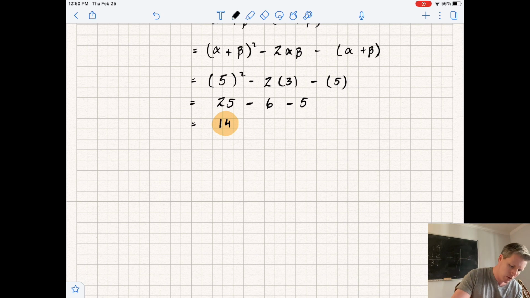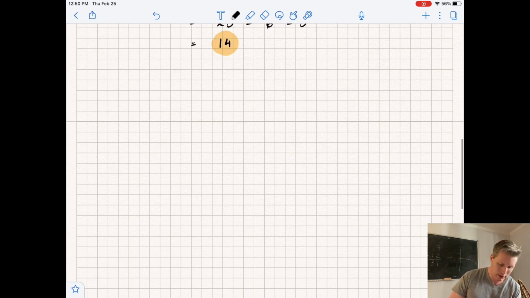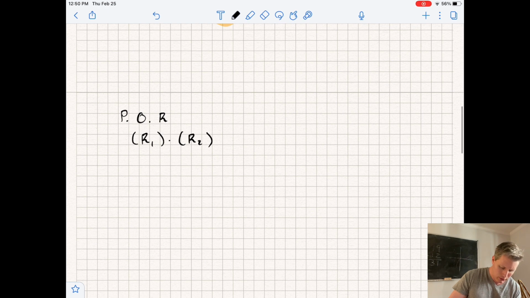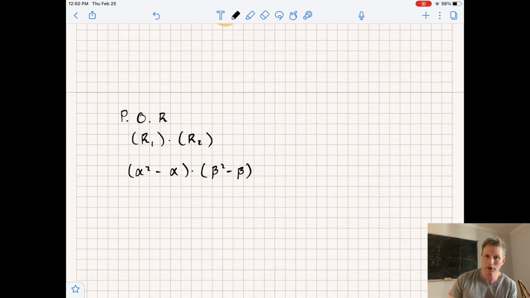All right. Now I have to find the product of my roots. So I'll put that down here. Product of my roots, just for shorthand, POR. That is, I want R1 times R2. So that is alpha squared minus alpha times beta squared minus beta. So I have to multiply these two together. They're binomials, and so I'm going to FOIL them out.